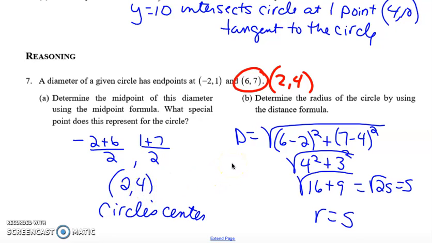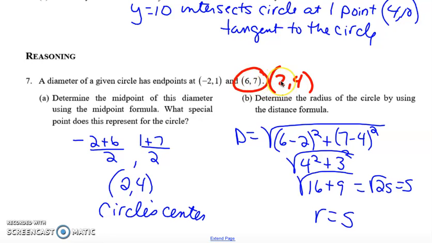And then they want me to find the radius of the circle by using the distance formula. So I could use the distance formula with the center and either one of the endpoints. It doesn't matter which one. I decided to use this one right here. So I just use my distance formula.